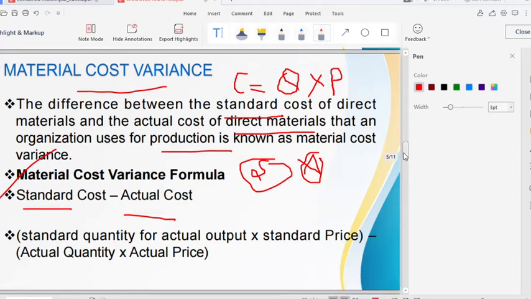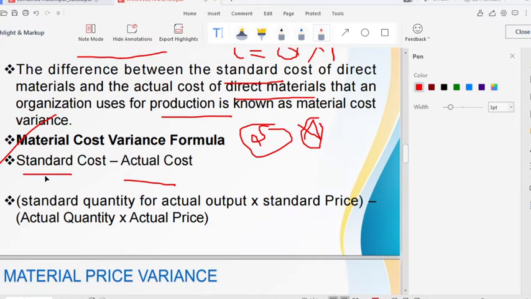I have mentioned here in the bracket, the standard cost. Standard cost means standard quantity of actual output into standard price. You can think standard quantity into standard price minus actual quantity into actual price. So when you multiply it, after that you should deduct the actual cost. Got it? Standard cost means standard quantity into standard price. If you multiply, you will get the standard cost.